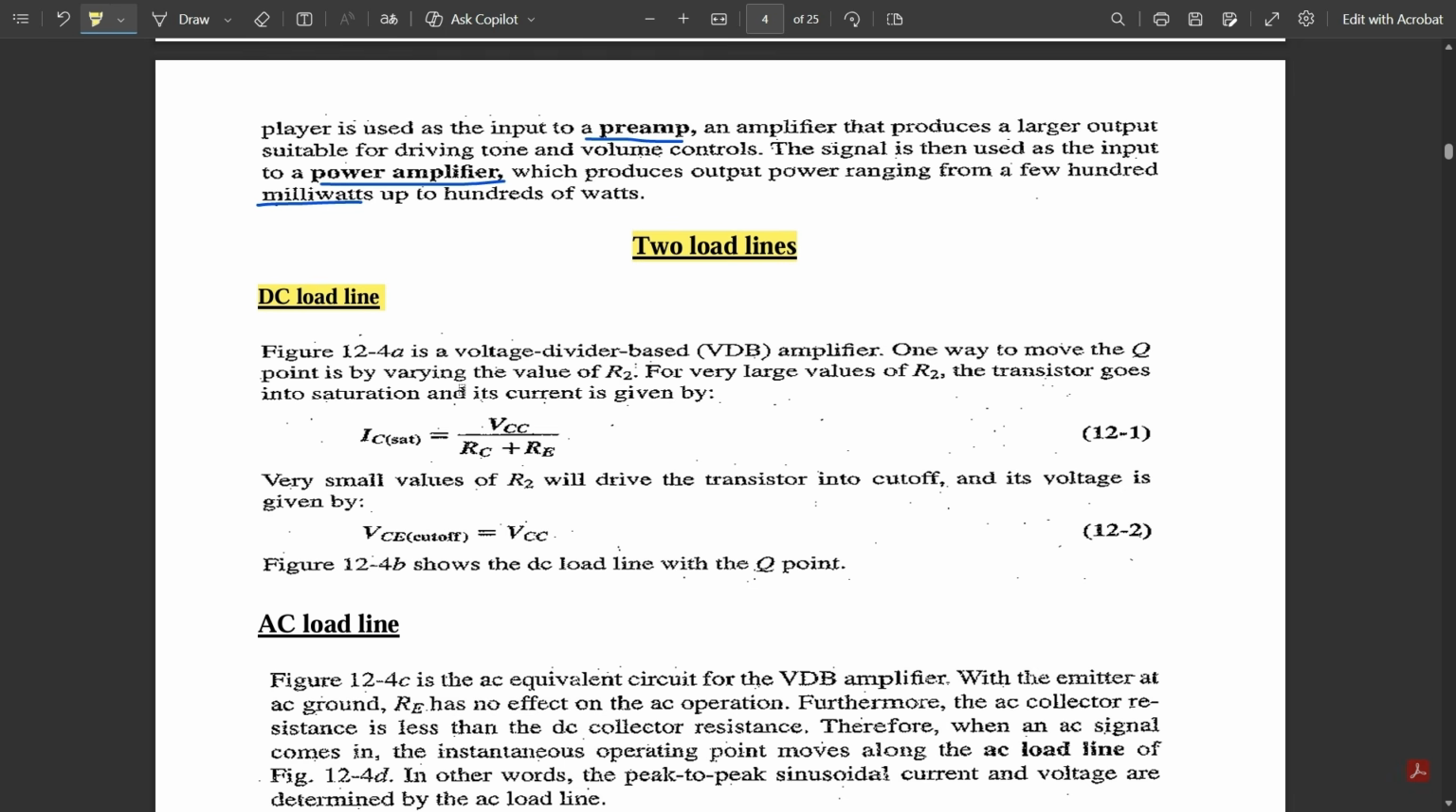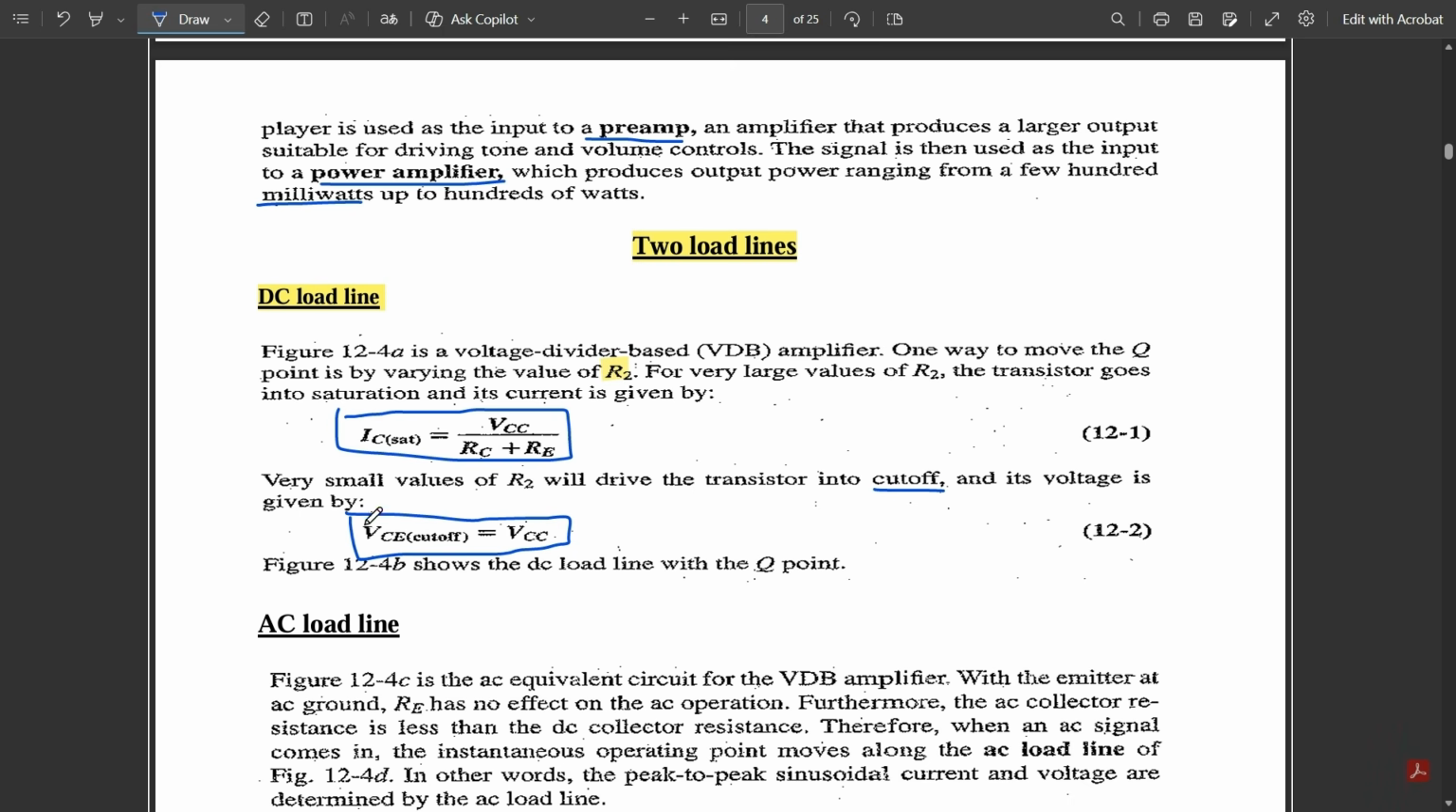One way to move the Q point is by varying the value of R2, that we have already discussed in module 1. That same thing is getting repeated again, where here the saturated collector current IC is VCC divided by RC plus RE. So for very small values of R2, we drive the transistor into the cutoff region, and the voltage for that, VCE, the collector to emitter voltage, is equal to the power supply given, that is VCC. Okay, and figure 12.4b shows the DC load line with the Q point.